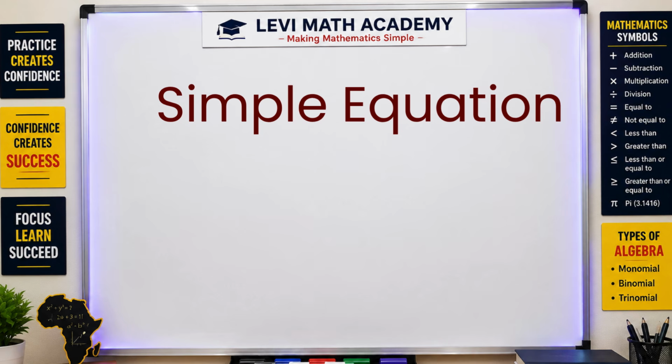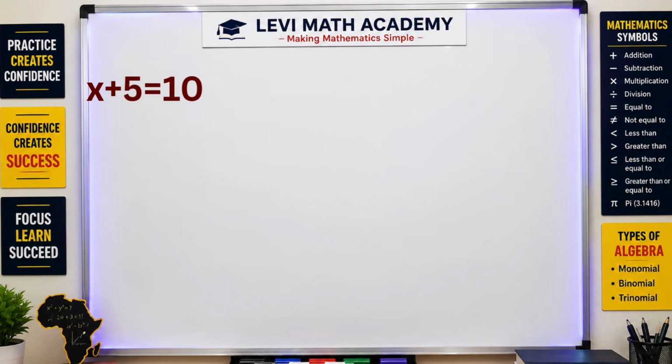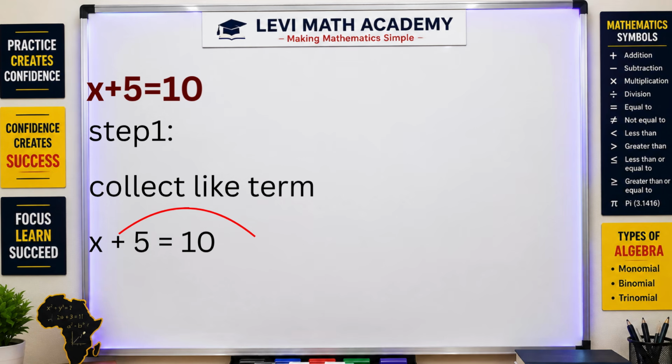Then let's solve a simple equation. x + 5 = 10. Step 1. Collect like terms. Remove the +5 and move it to the right, changing to -5. Then subtract 5 from both sides. x = 10 - 5. x = 5. That is your answer.